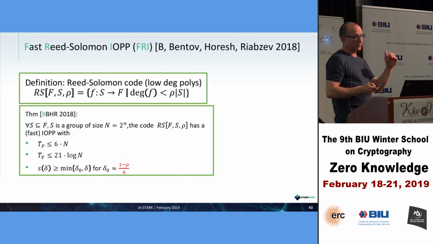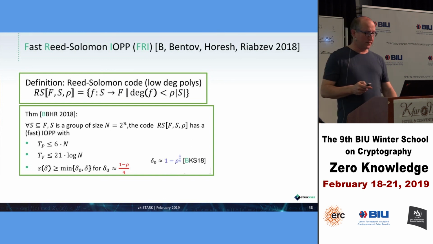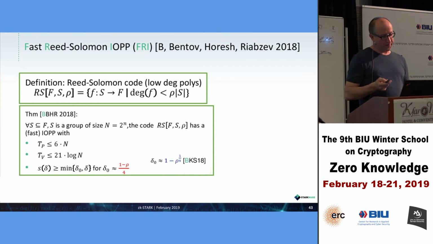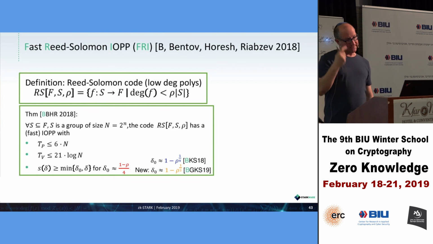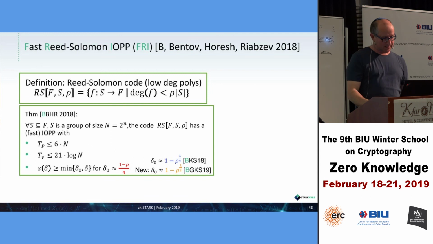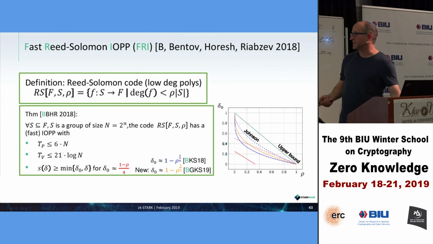Originally, we proved it for very small deltas. Then we improved it to slightly higher functions of delta. And just like 2 days ago, we submitted to CCC an improved analysis that shows a tight bound, up to 1 minus the cubed root of the rate. It looks something like this.